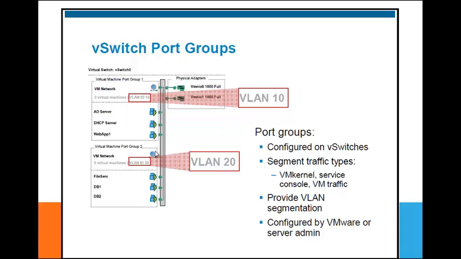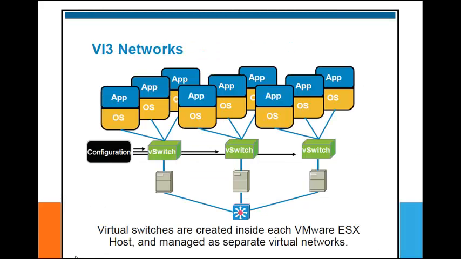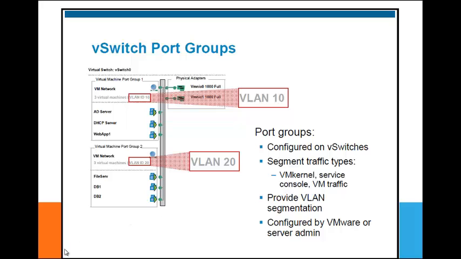So what does port group mean? Port groups are configured on a vSwitch. Where do we configure port group? We configure it on a vSwitch. So here we see port group number 2, port group number 1. Port groups are configured on a vSwitch.